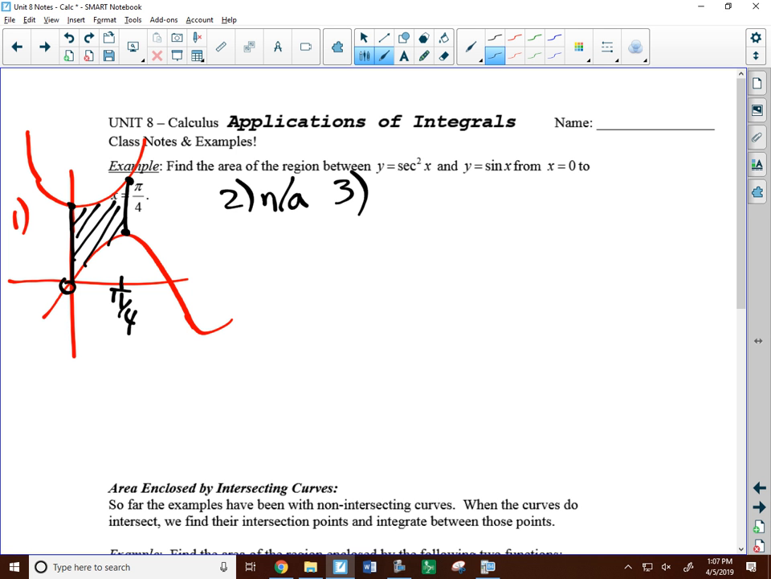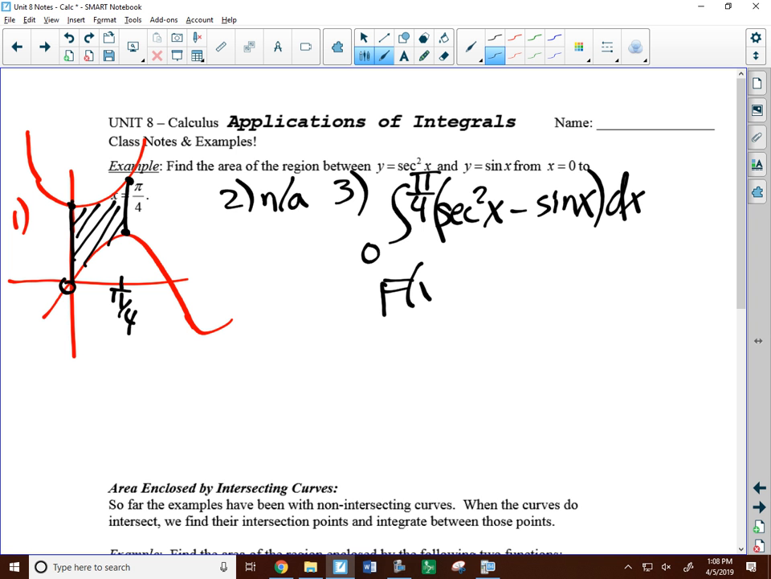Okay, but step 3, we can set up an integral and solve, and find the area between the functions, that region. So we're going from 0 to pi over 4. The top function is secant squared minus the bottom function, which is sine x. I like this one because it's a trig one, but also because we don't need many methods here. We know these antiderivatives. So we're going to do this one by hand.